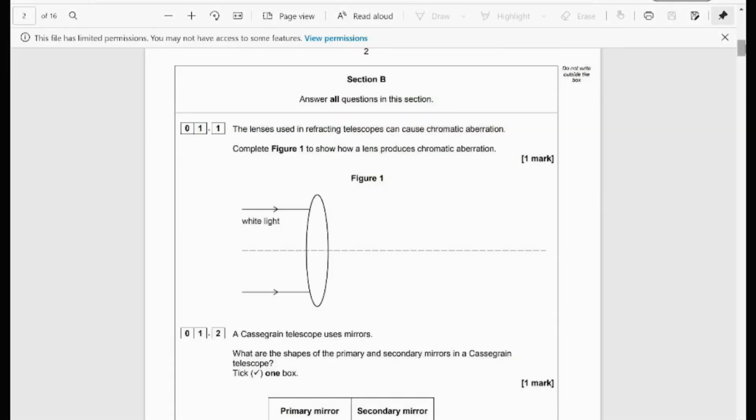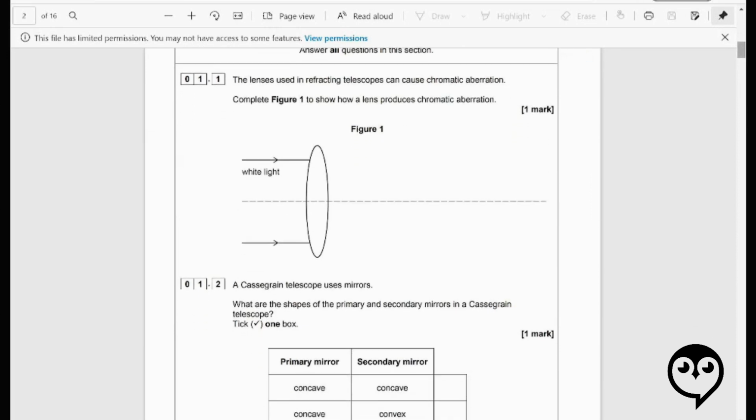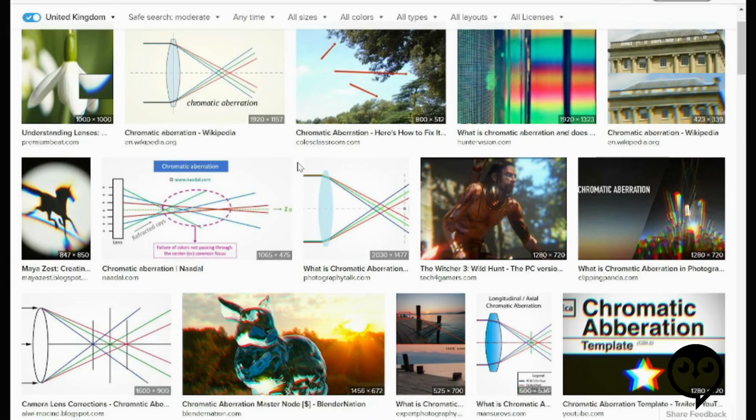All right, I've got an AQA Paper 3, Astrophysics from June 2019. They're asking in this question here about chromatic aberration, and they want you to draw. I can't draw a diagram because they won't let me draw on these papers, but I can show you kind of how it should look, right? I just do a search here for chromatic aberration.